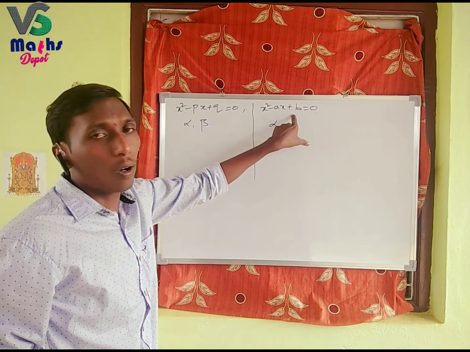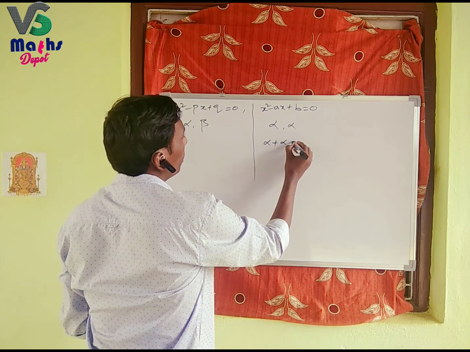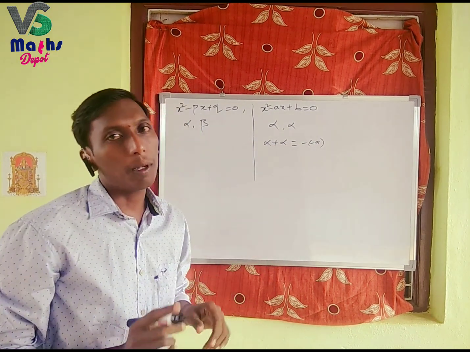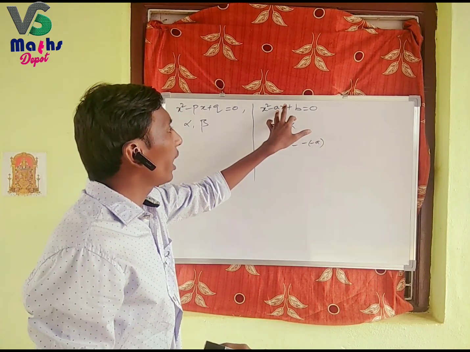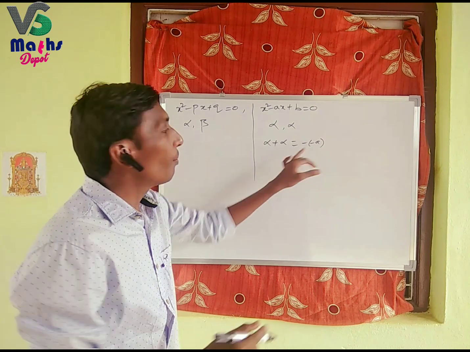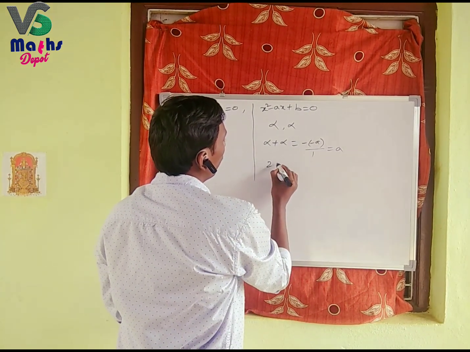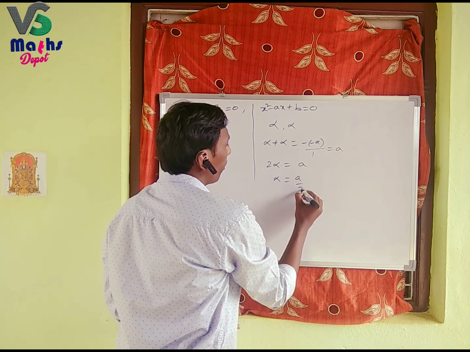this second quadratic equation. Then the sum of the roots, alpha plus alpha, is equal to minus b by a, that is the formula. Sum of the roots alpha plus beta is minus b by a. In the place of b, minus a is there, so minus of minus a by a value 1 is equal to a. Then 2 alpha is equal to a. Alpha is equal to a by 2.